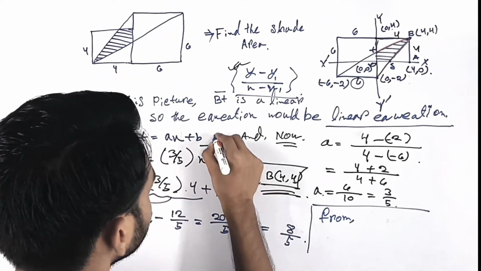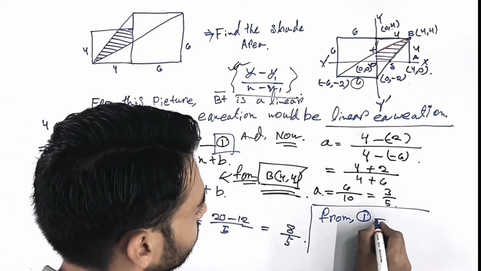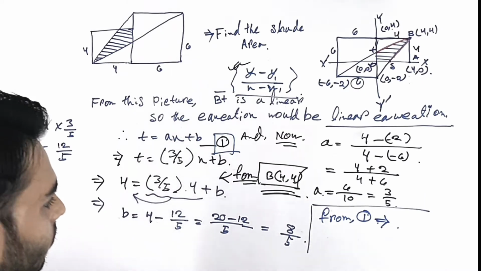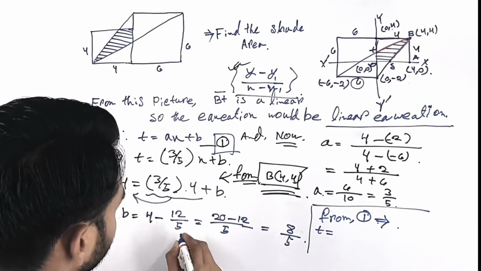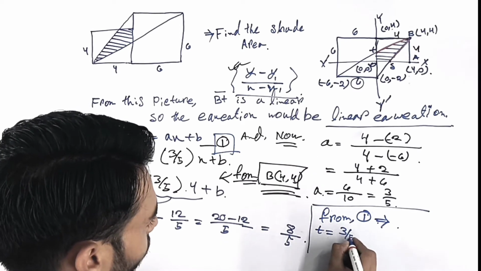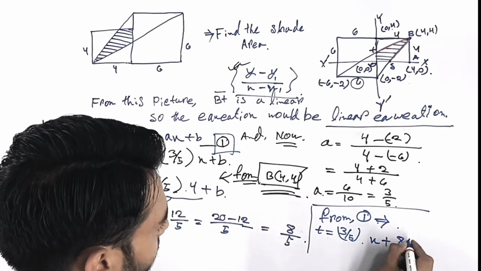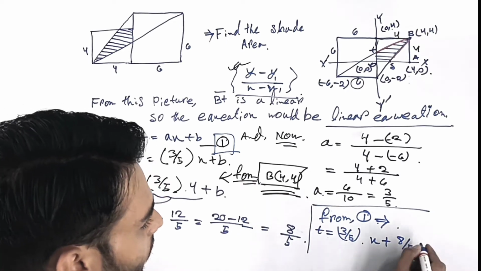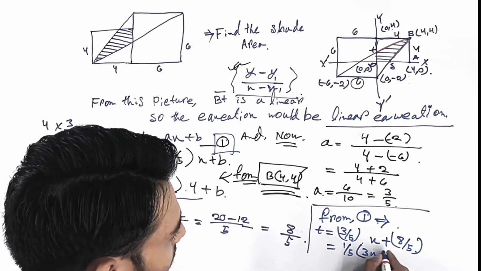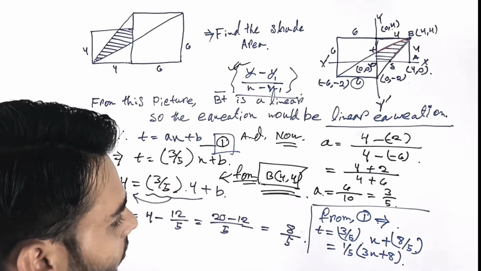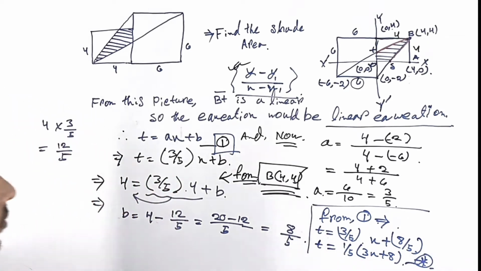So from this equation 1, I write down that t equals 3 by 5 times x plus, and now b equals 8 by 5. That's it. And I also write it down taking the common factor, 1 by 5 of 3x plus 8, and that's equals to t, and I remarked it as well.